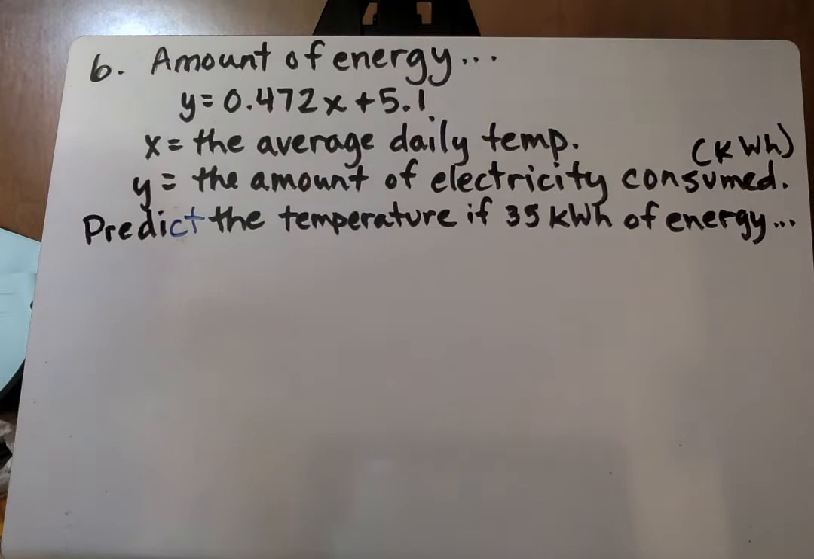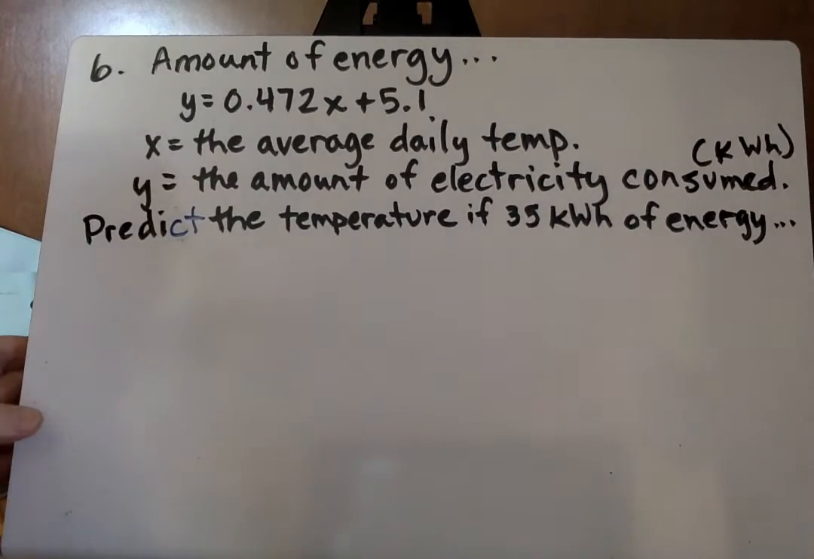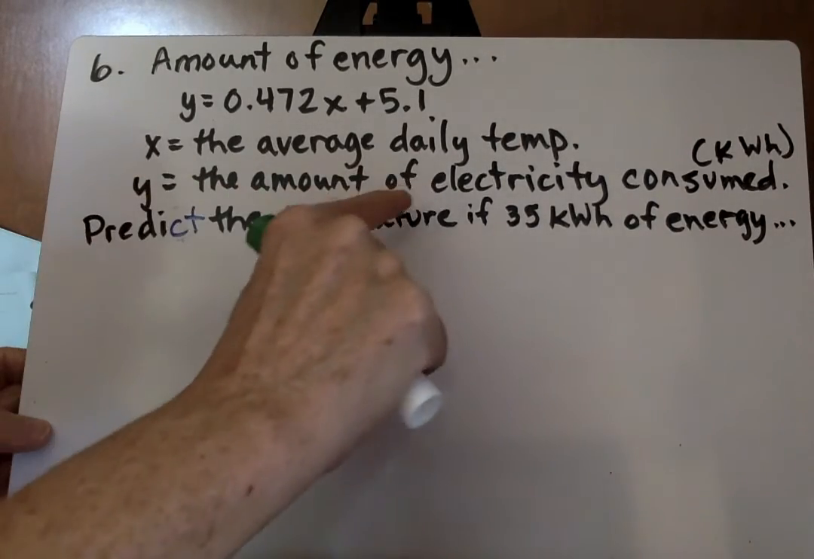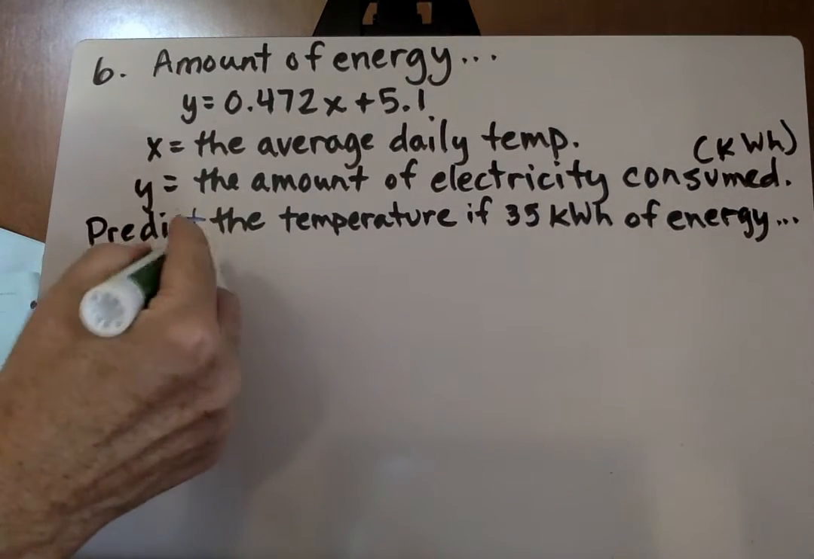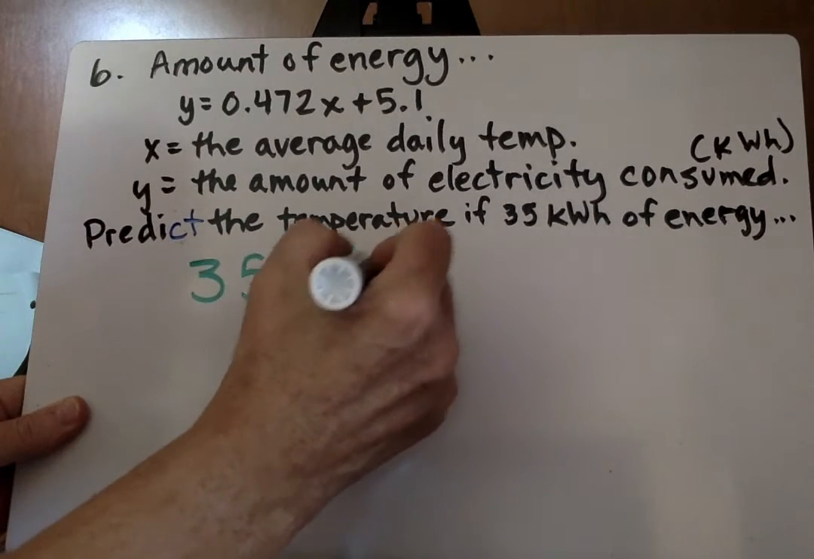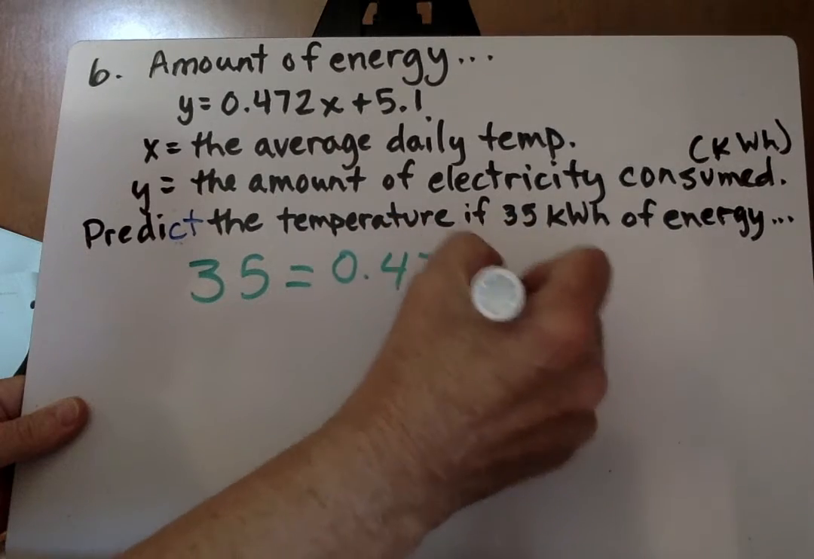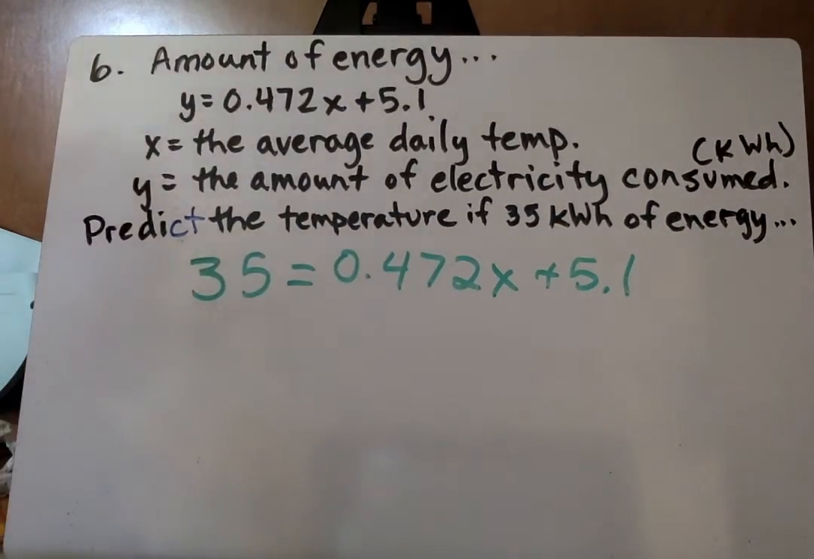Next, we need to predict the temperature if 35 kilowatt hours of energy was consumed. Now remember, X is the average daily temperature. That's not what they give you. They give you Y, the amount of electricity consumed. So we need to make sure we plug in 35 for the Y value, not for the X value. So 35 equals 0.472X plus 5.1. And again, now we have to solve for our X value.